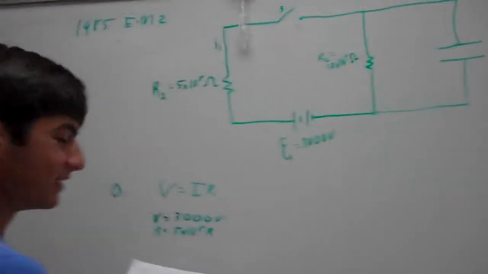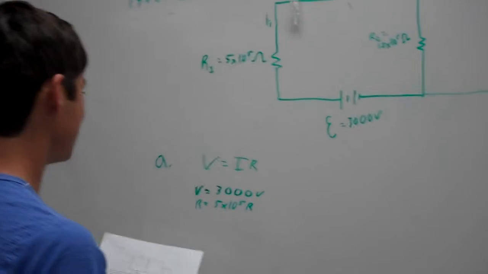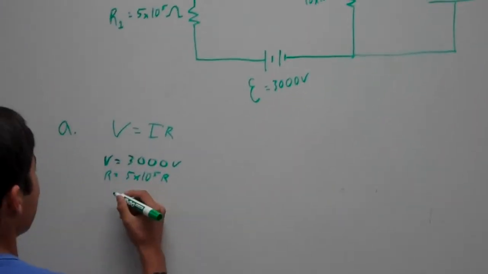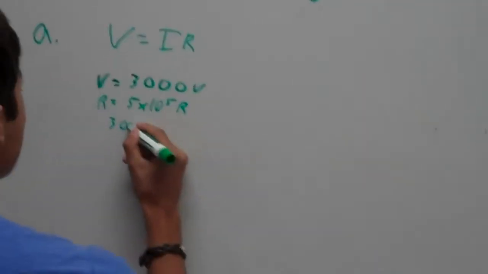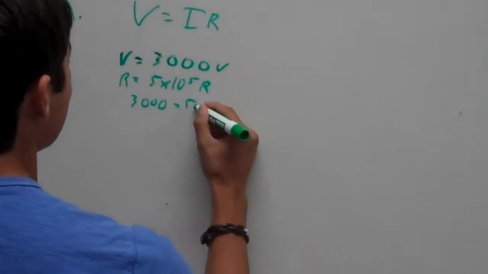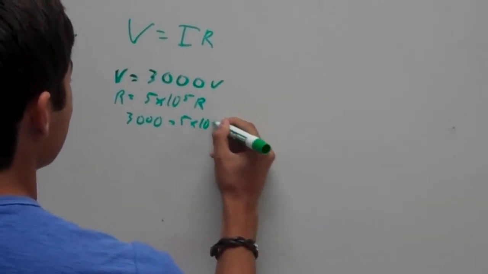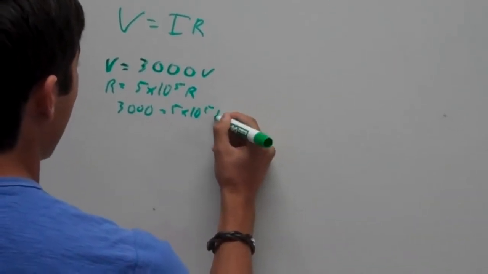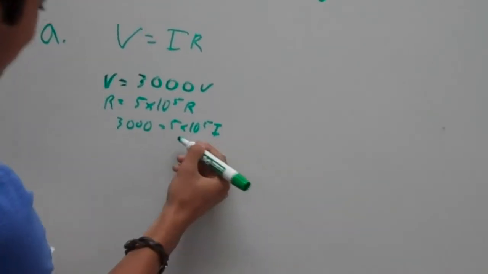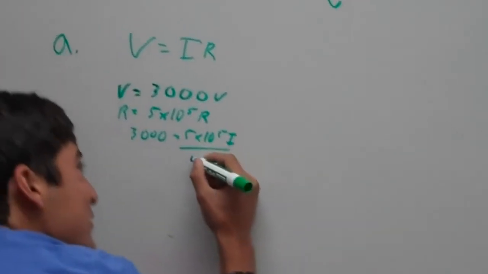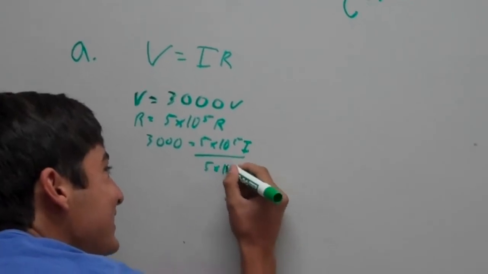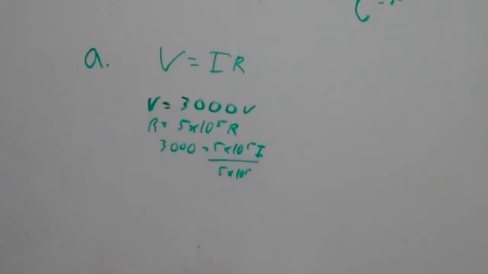Okay. Now that these guys are out of the way, so you're going to get 3,000 equals 5 times 10 to the 5th times I. So on you're going to divide both sides of the equation by 5 times 10 to the 5th.